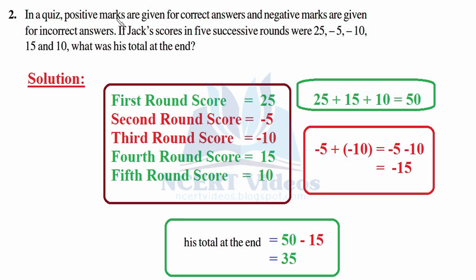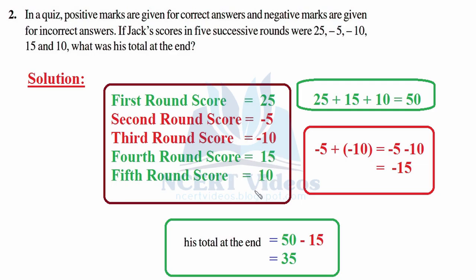Second, in a quiz, positive marks are given for correct answers and negative marks are given for incorrect answers. If Jack's scores in 5 successive rounds were 25, minus 5, minus 10, 15 and 10, what was his total at the end? So the solution is we have to write all the numbers first of all, the rounds he scored. For first 25, second minus 5, similarly for fourth 15 and for fifth he scored 10.